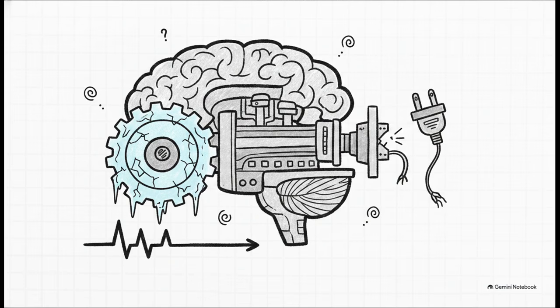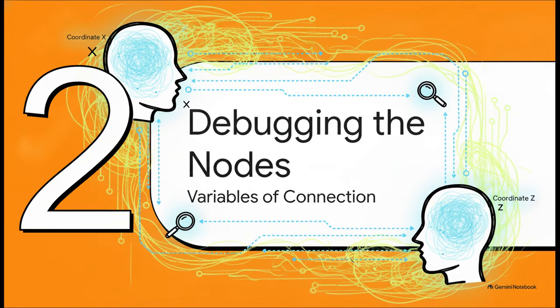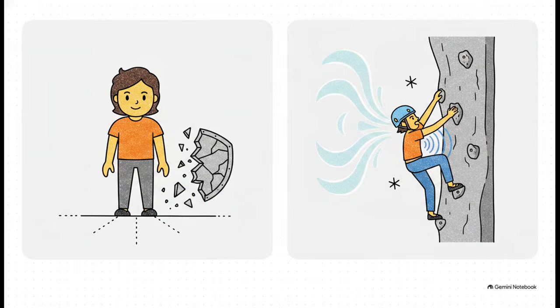On top of all that, it decouples the system's parameters from proximity tokens, which just leaves the whole network isolated and totally undertrained. Moving on to Section 2, debugging the two nodes, where we look at the exact variables of connection. So we need to look at the two complementary debugs required here.